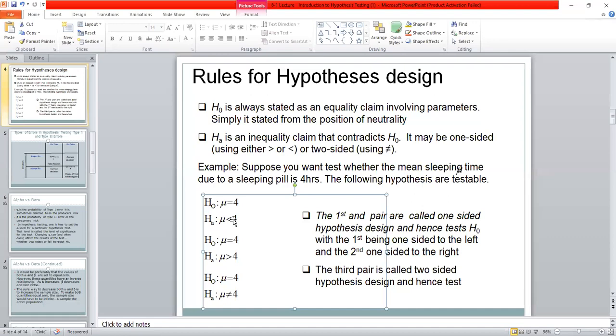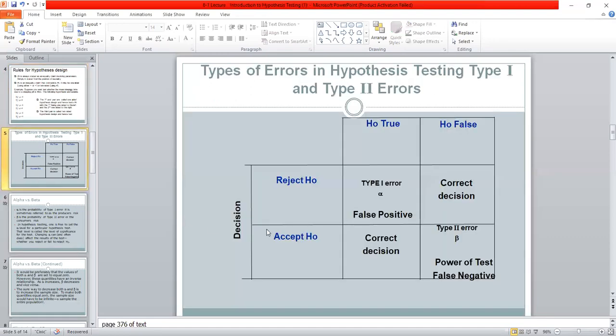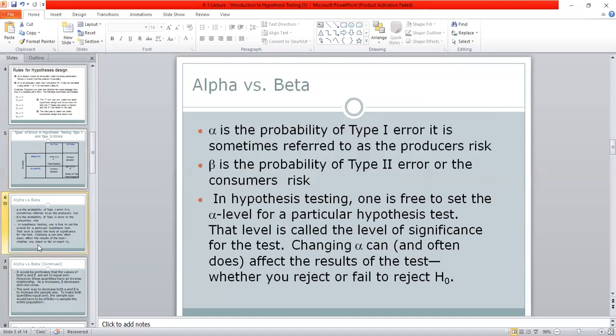Type 1, therefore, can be false positive, level of significance, or producer's risk. Type 2 error can be power of the test, false negative, or consumer's risk. The most common terms used in business reporting and economics are producer's risk and consumer's risk. So that's critical. Those errors, you need to know them, and you can review further examples of type 1 and type 2 error. These ones I've talked about.